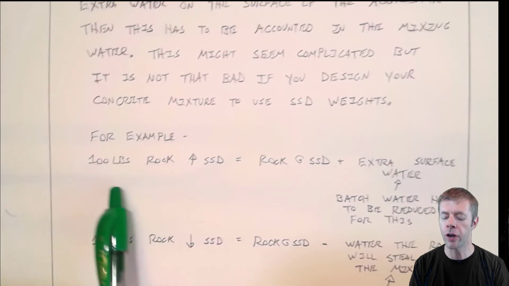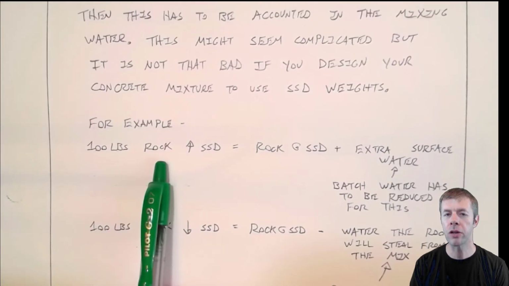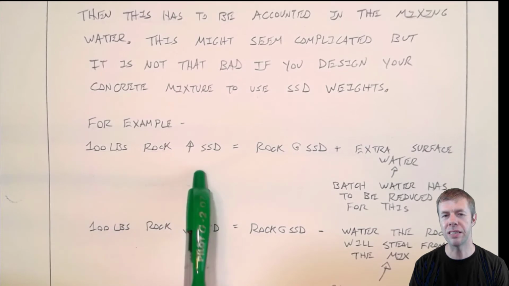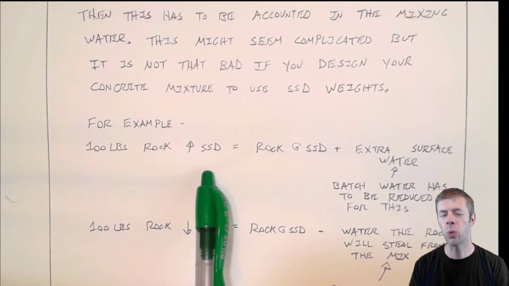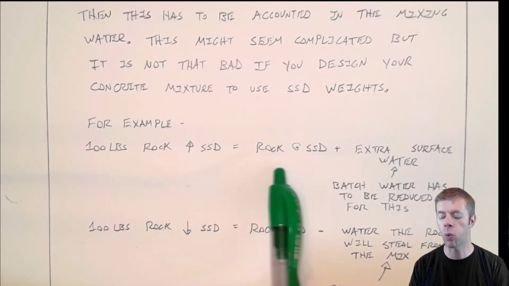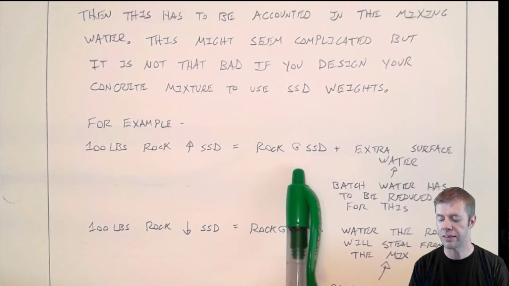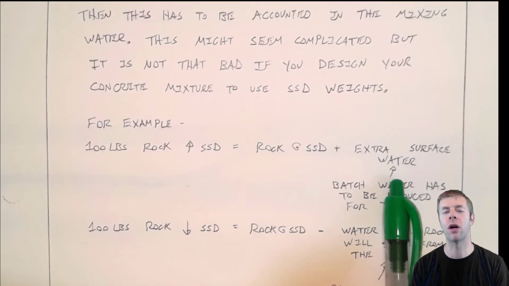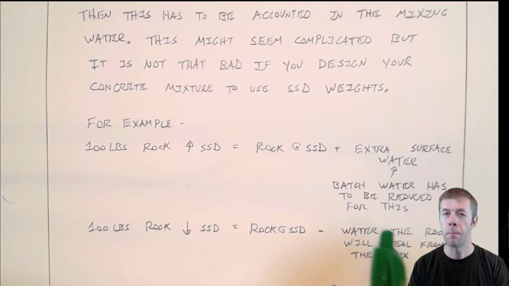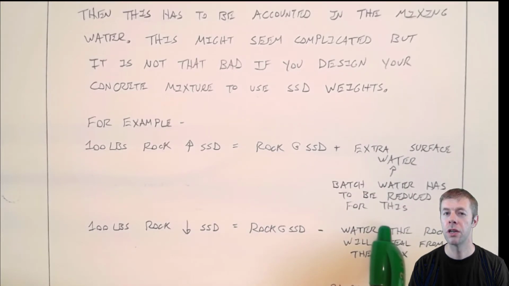Let's just say I have 100 pounds of rock, but it's above SSD. That means I don't really just have 100 pounds of rock. I have rock that is at SSD, and then I have some extra surface water that's coming along for the ride. And my batch water must be reduced to account for this extra surface water.